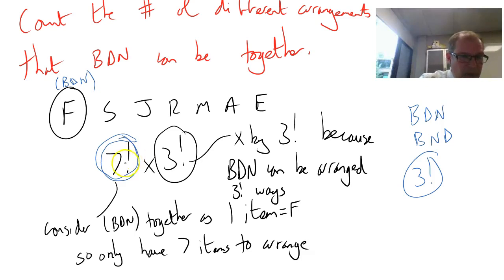And now we could have another 7 factorial where instead of Bertie, Derek and Nora sat together, it's Bertie, Nora and Derek in that order. So another 7 factorial ways. And obviously we've got 3 factorial ways of arranging BDN. So it's 7 factorial times 3 factorial.